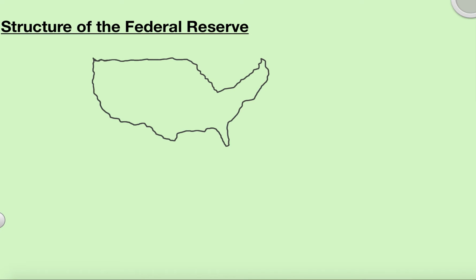In this video, we're going to look at the structure of the Federal Reserve. So we're going to start off by looking at how the Federal Reserve banks are broken up throughout the United States. There are 12 Federal Reserve banks. There are 12 different branches of the Federal Reserve.